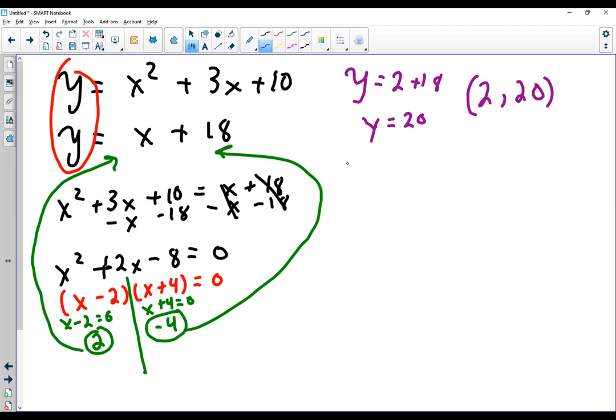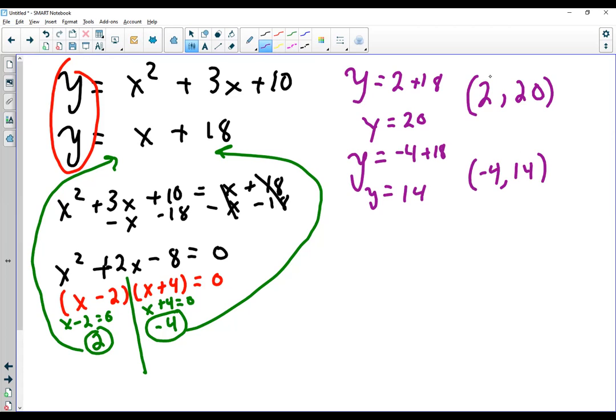Wait, I'm very confused. Then I'm going to take the next one. I just replaced the x with a 2, because this is 2, this is 2, this is 2. And then y equals negative 4 plus 18. y equals 14. So it's going to be negative 4, 14.